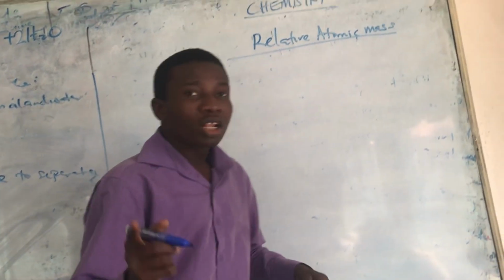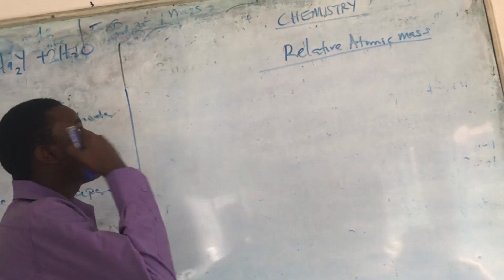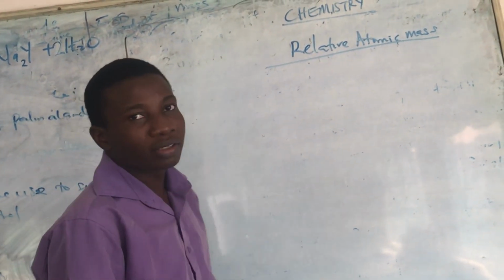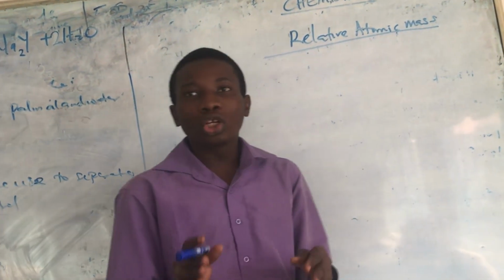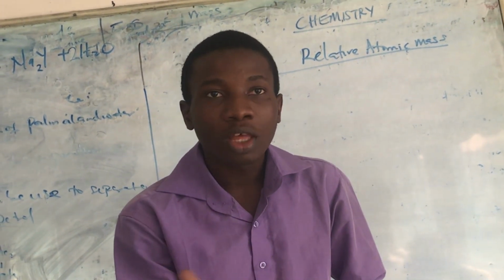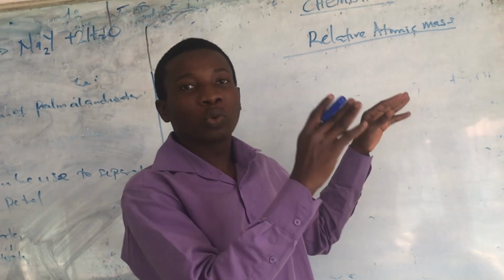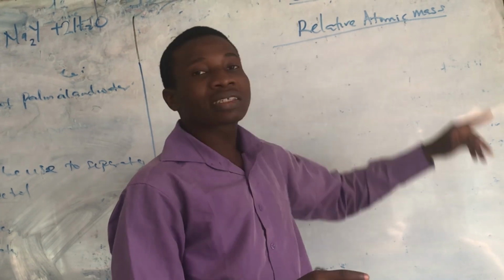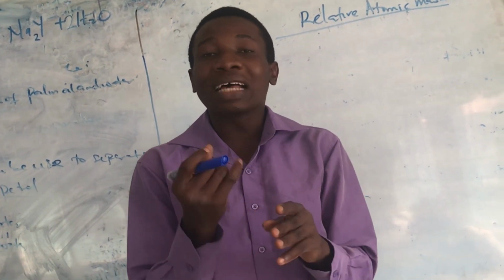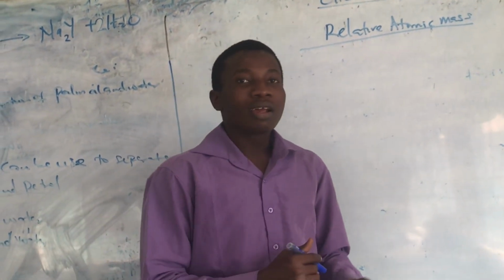So let's talk about the relative atomic mass. What do we mean by relative atomic mass? Normally, you should know that relative atomic mass is like the mass of an atom. It's different from relative molecular mass, which is for a molecule. But relative atomic mass is for an atom. That means the mass that each atom carries. So how do we define it?